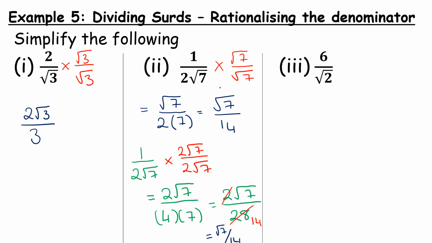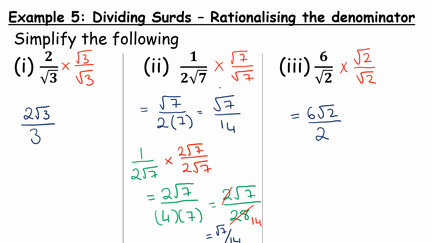So then let's look at part 3. 6 divided by root 2. I'm going to multiply above and below by root 2. When we do that, we should get 6 root 2 over root 2 by root 2, which is 2. Now, in this case, this is not my final answer because I can simplify.